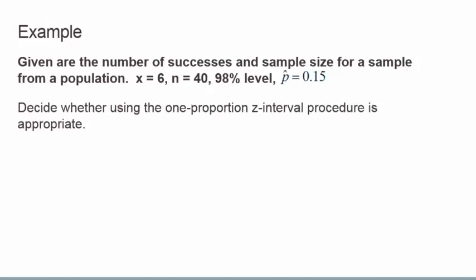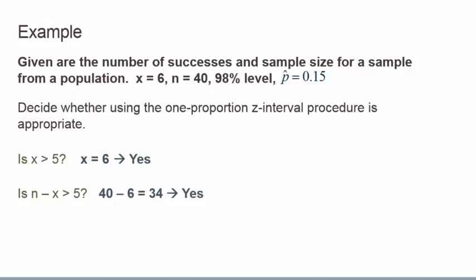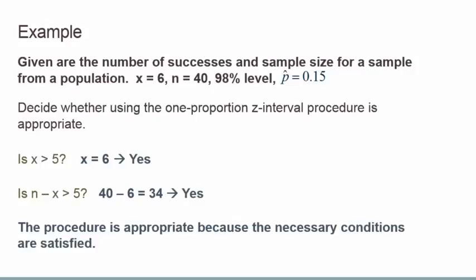Continuing, decide whether using the one proportion z-interval procedure is appropriate. First, we want to know, is X greater than or equal to 5? Since X is equal to 6, yes. Next, is N minus X greater than or equal to 5? 40 minus 6 is 34, yes. The procedure is appropriate because the necessary conditions are satisfied.